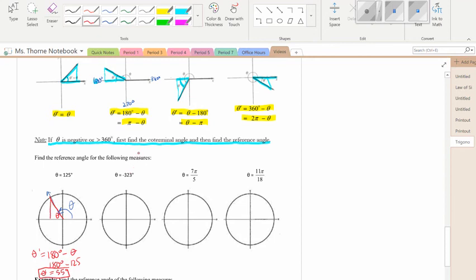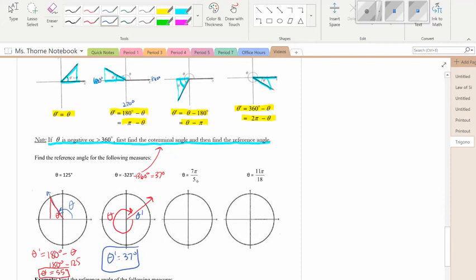So here, negative 323 is not in between 0 and 2 pi, just like we said up here. So if we add 360 degrees to that, we get 37 degrees. So here's my angle. Negative 323 would be this angle right here. And so theta prime is this angle, which is 37 degrees.